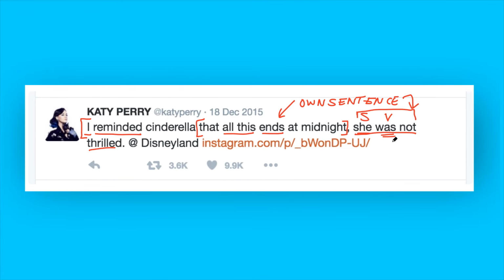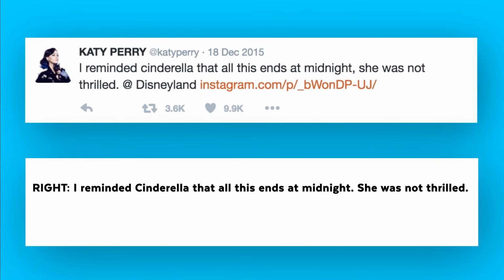So how do we fix this? Let's take a look. So basically, there's two really easy ways to fix this. One is we turn it into two sentences, just like I did before, right? I reminded Cinderella that all this ends at midnight, period. She was not thrilled, period. I just chop it in half, I make it into two sentences, voila, boom, it totally works.